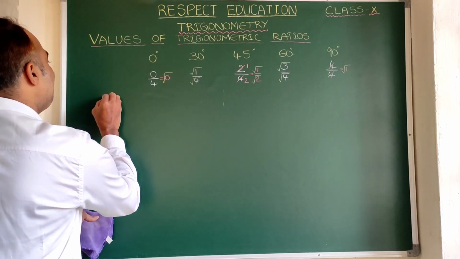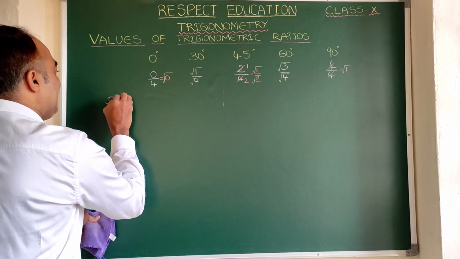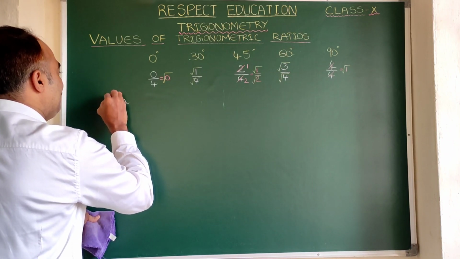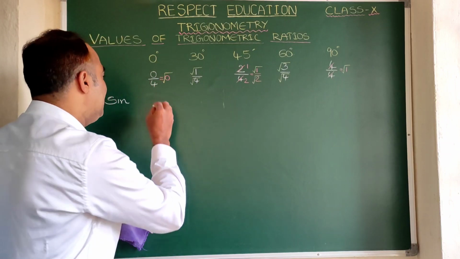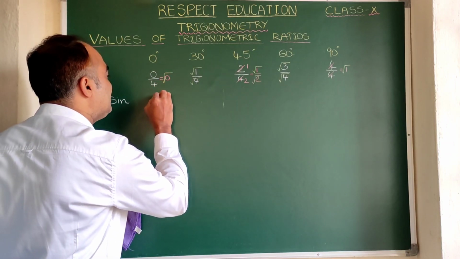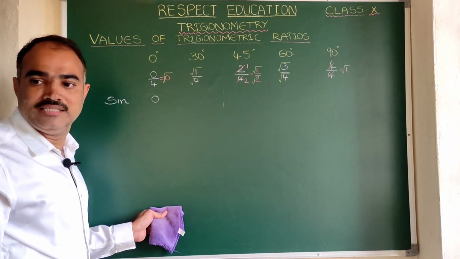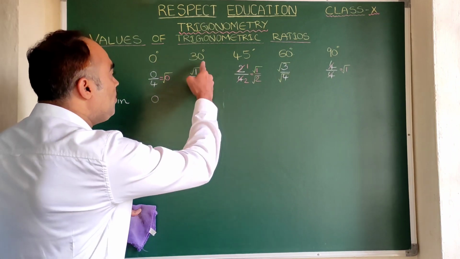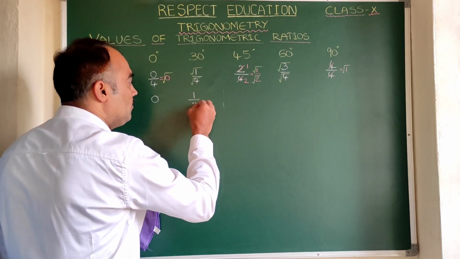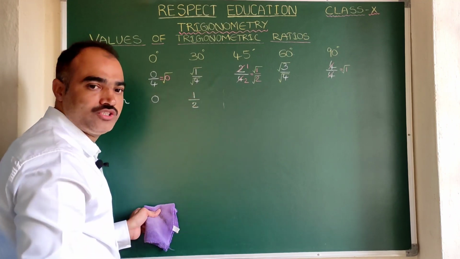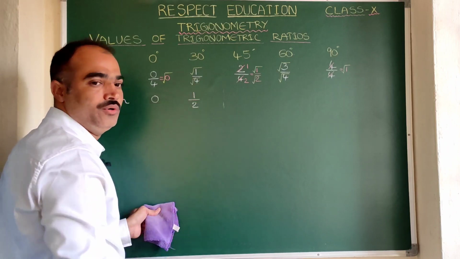See here I am starting. Here this is sin theta. Here theta means 0 degrees. Root 0 value is 0. That's why sin 0 degrees is 0. Is it clear to all? Now here root 1 is 1, whereas root 4 is 2. So here let us take all the positive values. So it is 1 by 2.